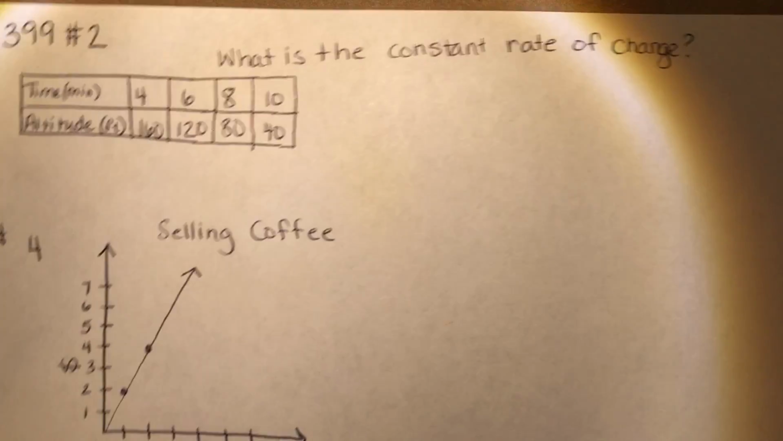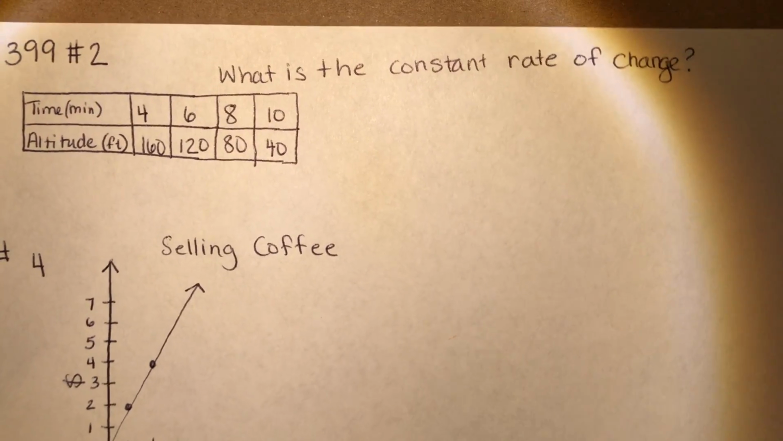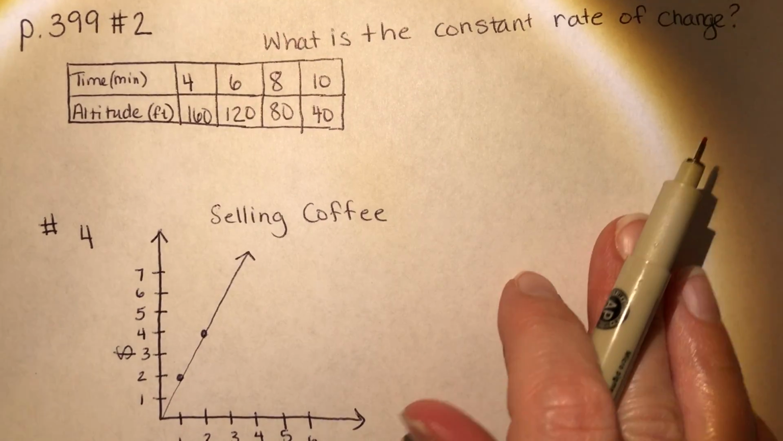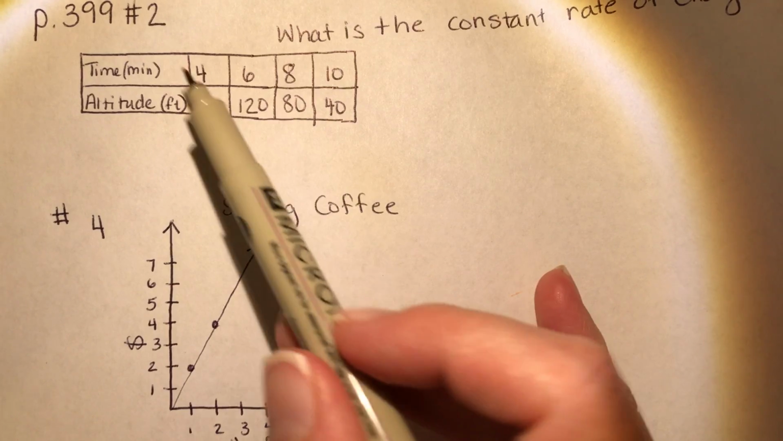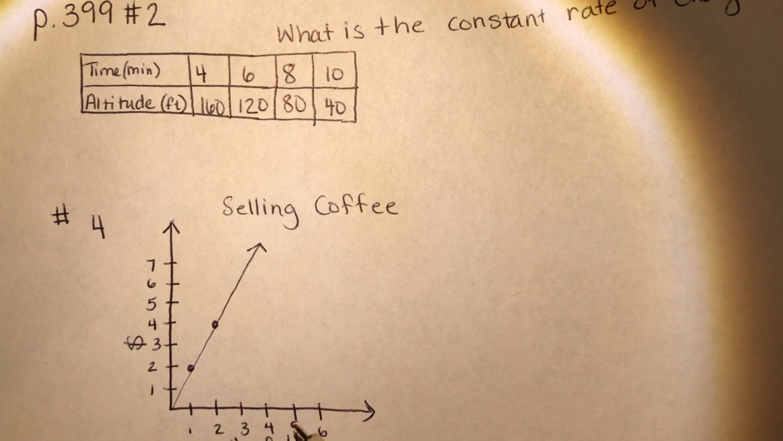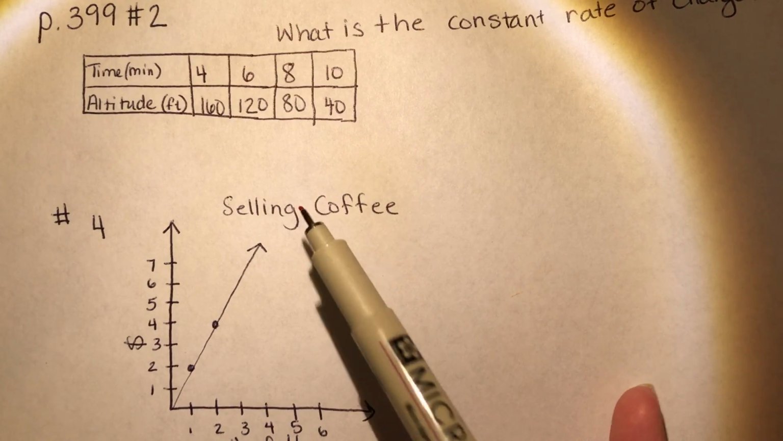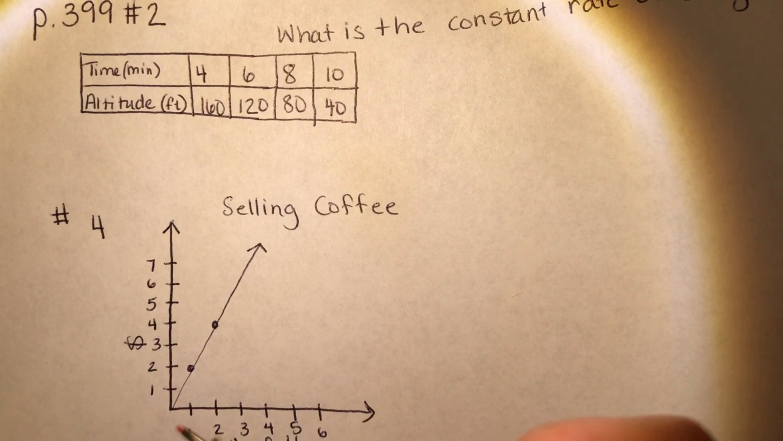All right, now I'm going to pull this out. I'm going to look on page 399, and some of your assignment is going to look like number 2 here, and some of your assignment is going to look like number 4. So number 2 we've kind of done already, but we'll do this one more time.